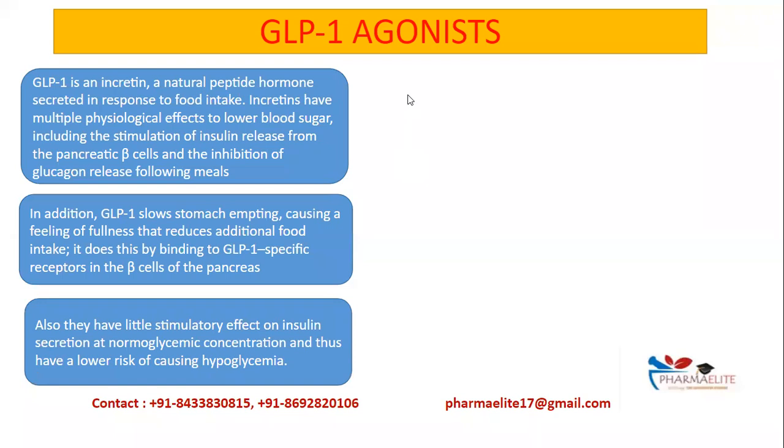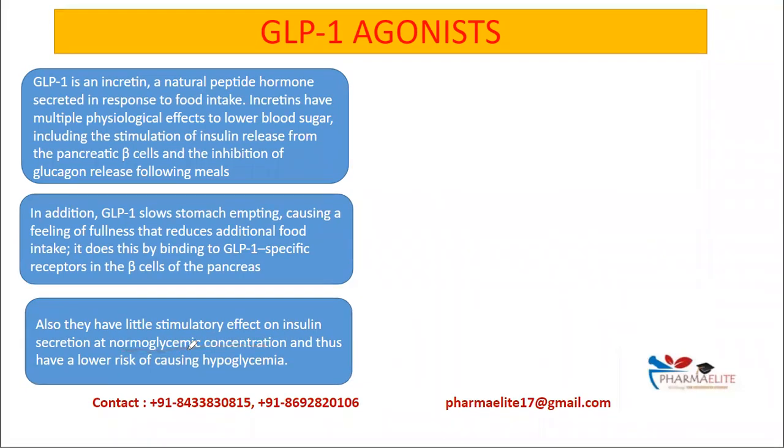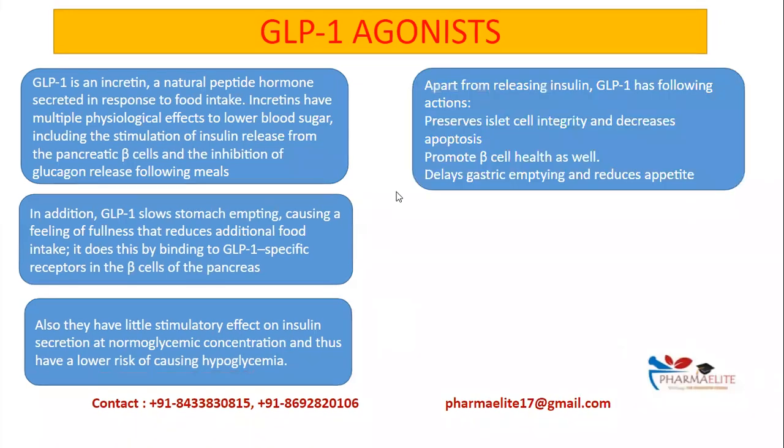They also have little stimulatory effect on insulin secretion in normoglycemic concentration. Normoglycemic means when the blood glucose level is normal. So in normoglycemic people, they have little stimulatory effect. That's why they have a very low risk of causing hypoglycemia. So this is an advantage.